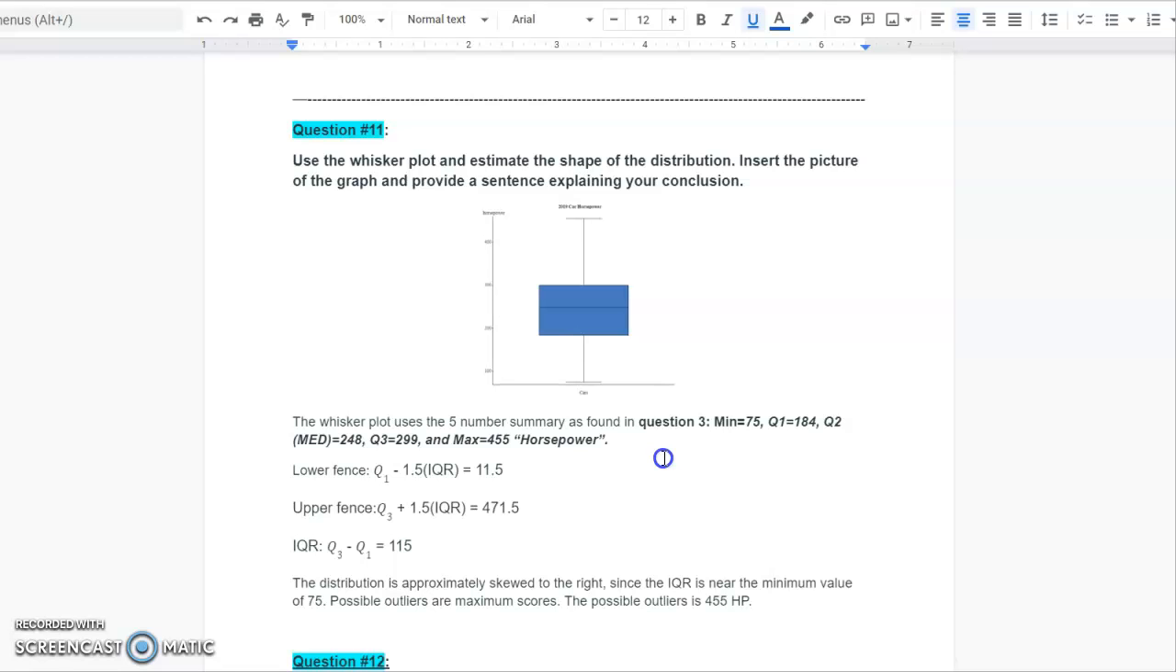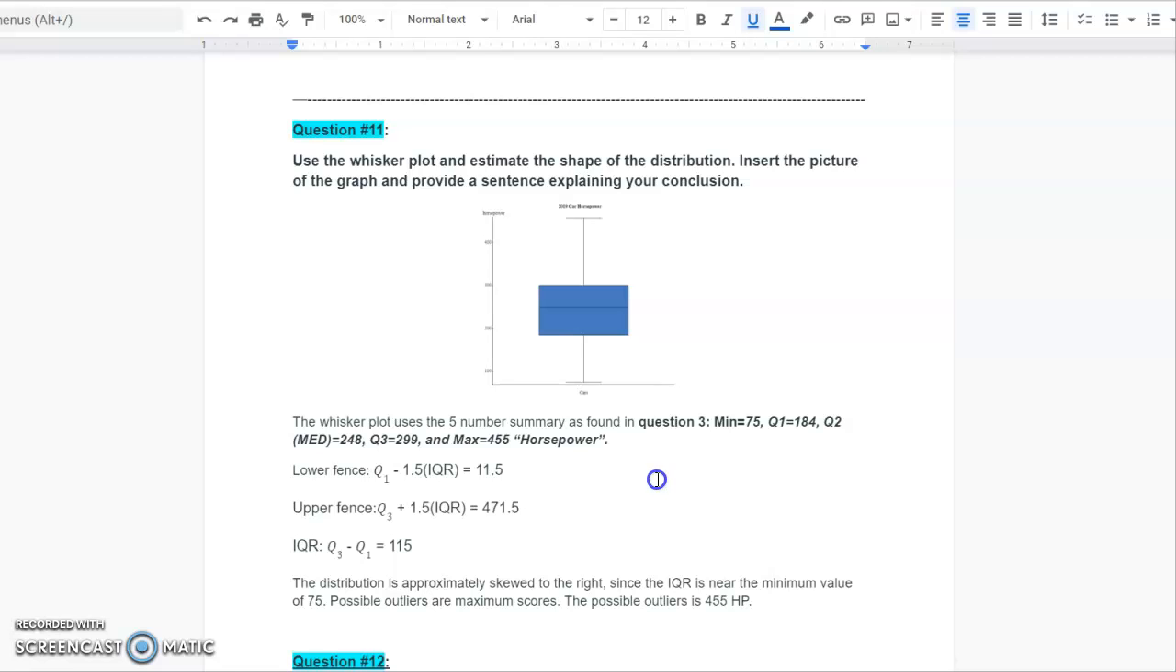Our minimum is 75, Q1 is 184. Our Q2, or the median, is 248. Our Q3 is 299. And our max value is 455 horsepower. The lower fence that we found, which equals Q1 minus 1.5 times the IQR, equals 11.5. The upper fence, which is Q3 plus 1.5 IQR, equals 471.5. Our IQR is Q3 minus Q1, which equals 115.